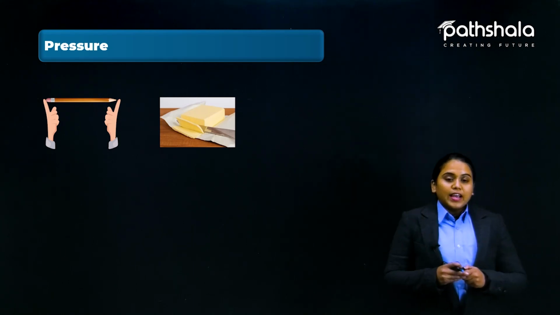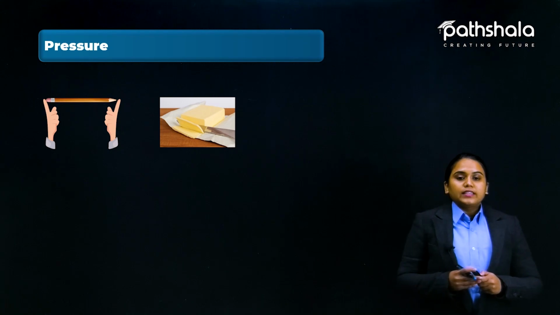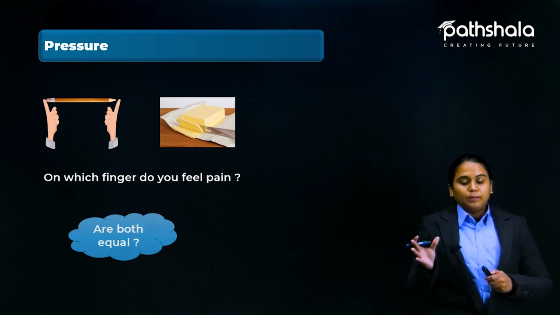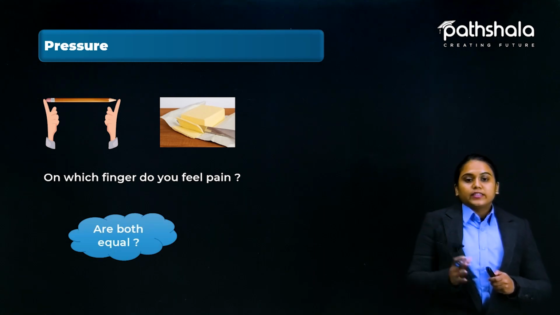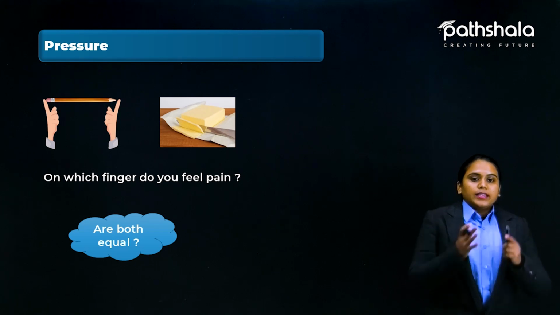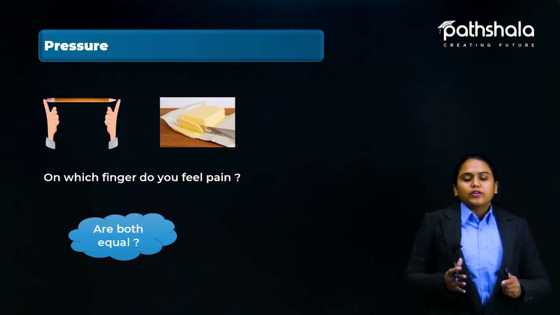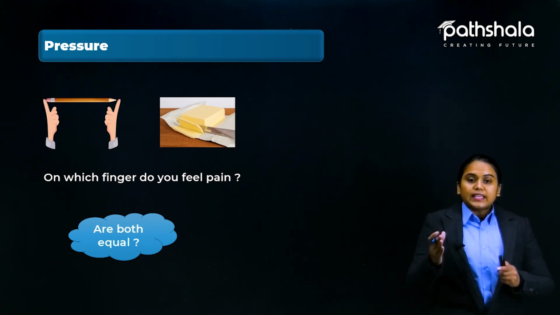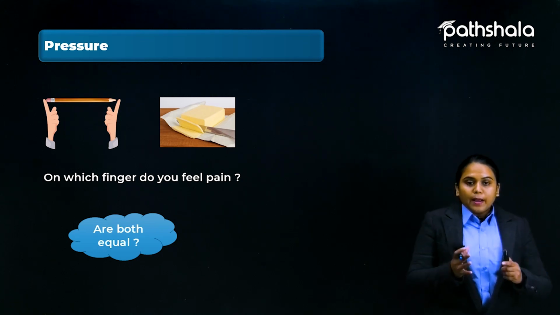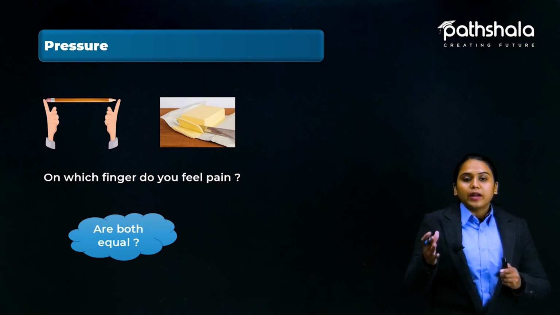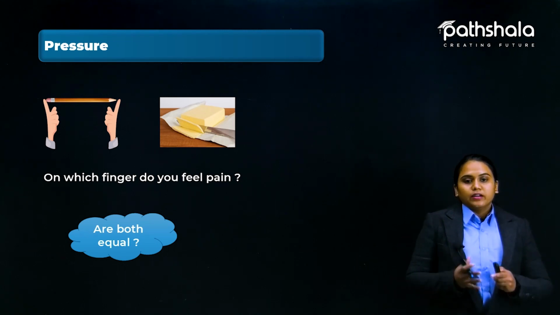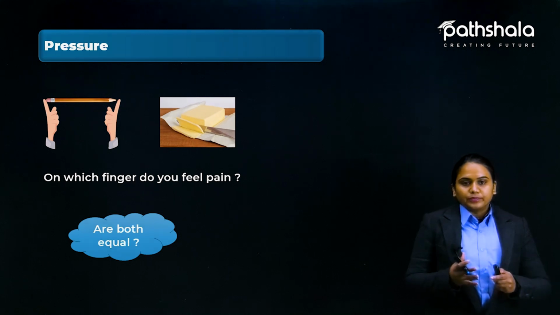No. Okay. See, in the first case, you can see these two forces are not equal because on one side there is a sharp point and on the other side it is blunt. And the other example, cutting butter with a knife, is actually an example of pressure. Why? Because we are using a sharp knife. Why are we not using a blunt knife for cutting a piece of butter?